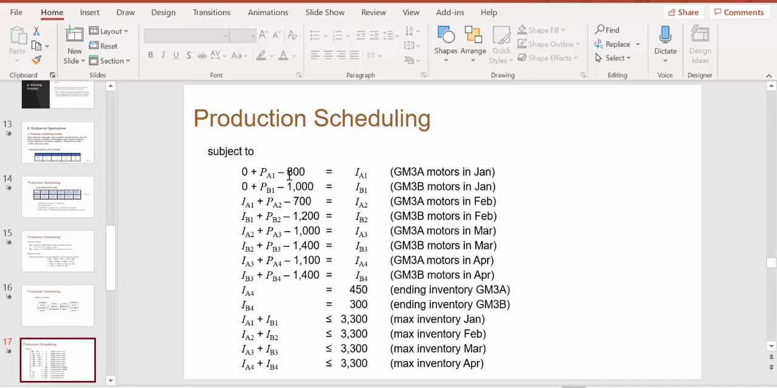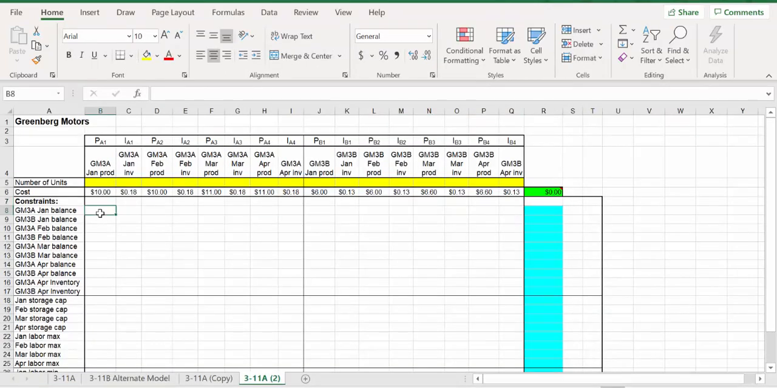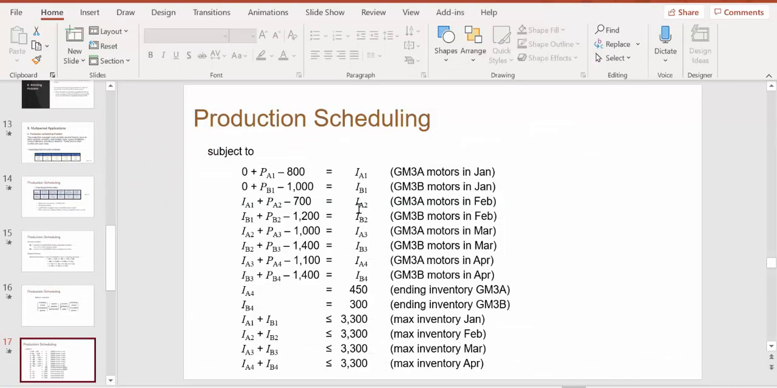Because they've given that to us ahead of time. So we can get 800 on the other side by adding 800 to both sides of the equation. And we can move the inventory for January to the other side by subtracting it from both sides. And that's how we get this here. So for production, we're going to have 1. And here we're going to have -1, which sounds a little strange, but the reason it's -1 is that this is going to be on the other side of the equal sign.